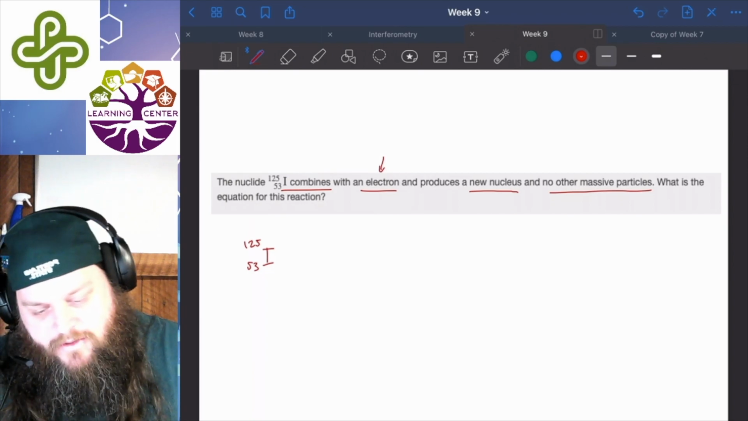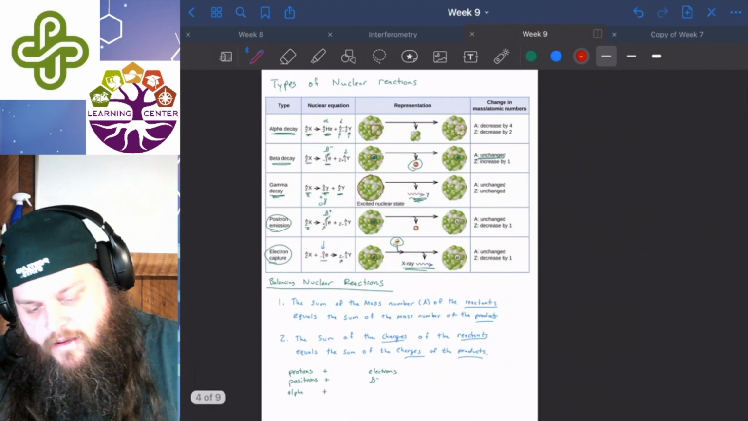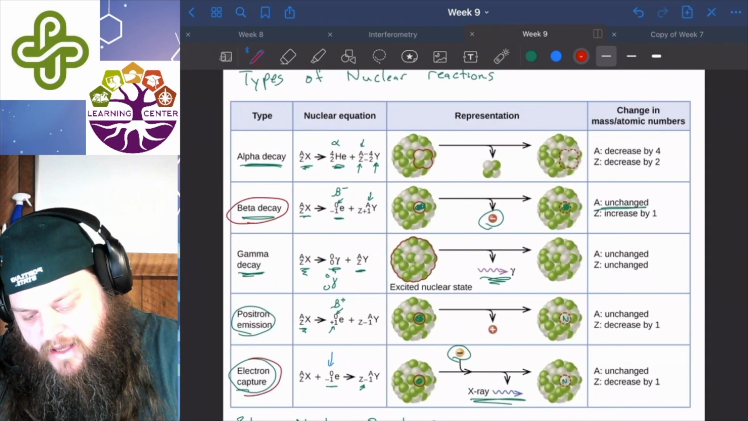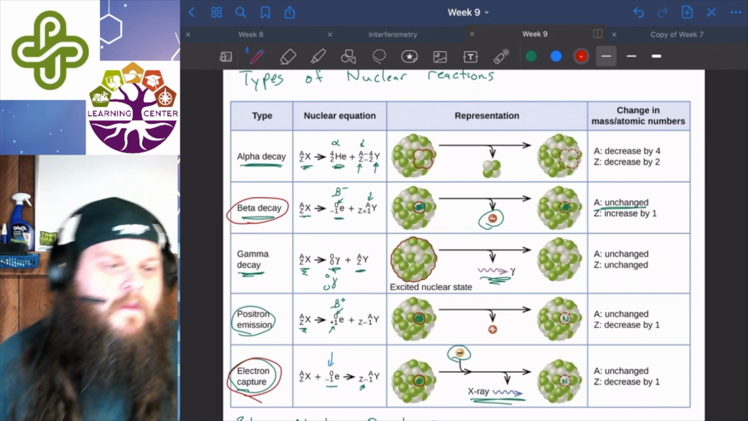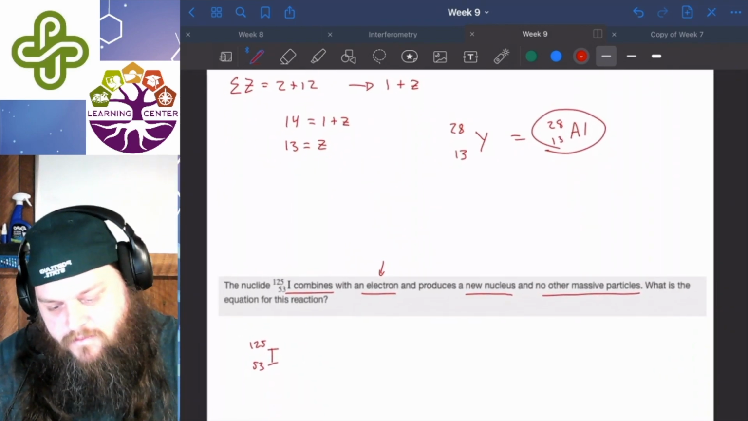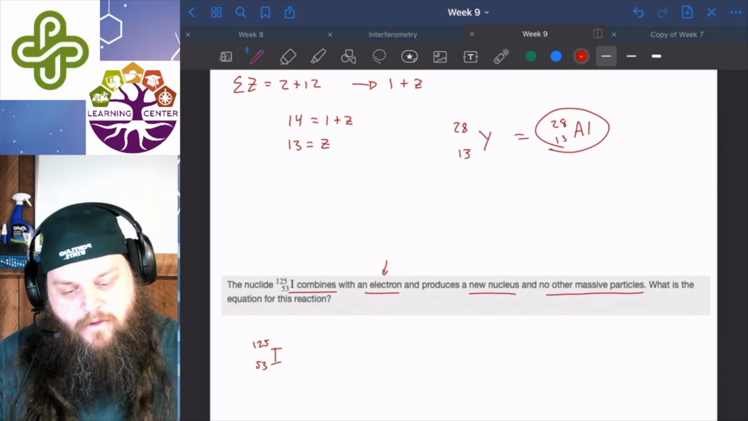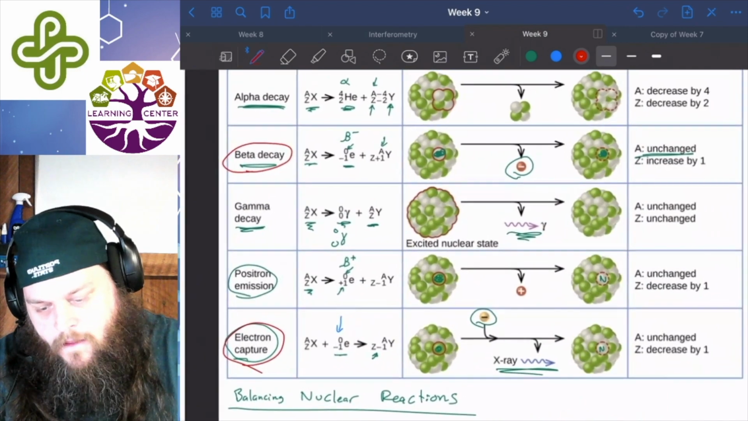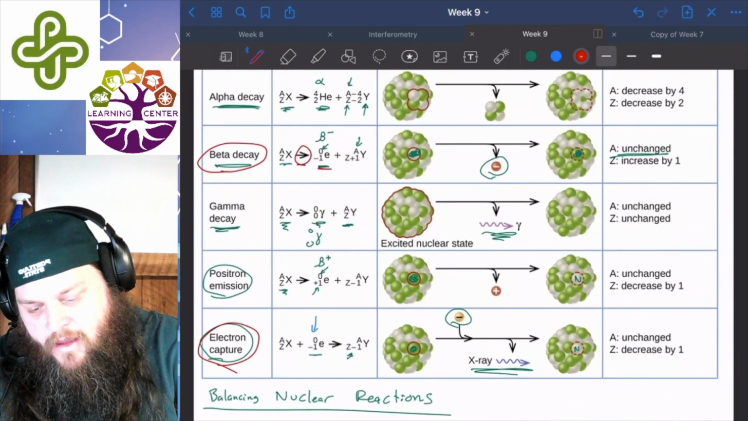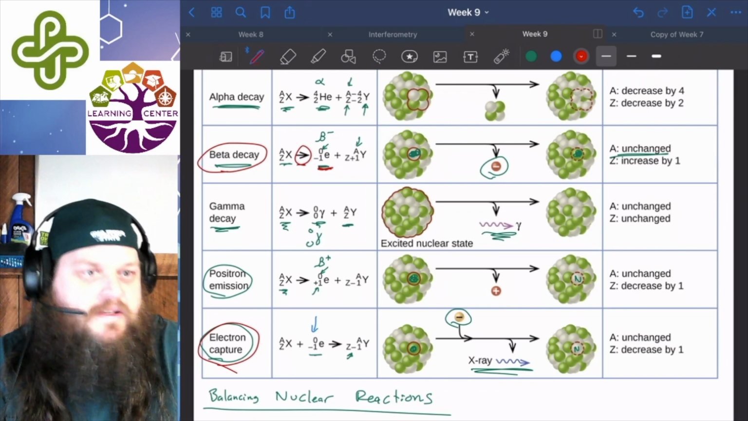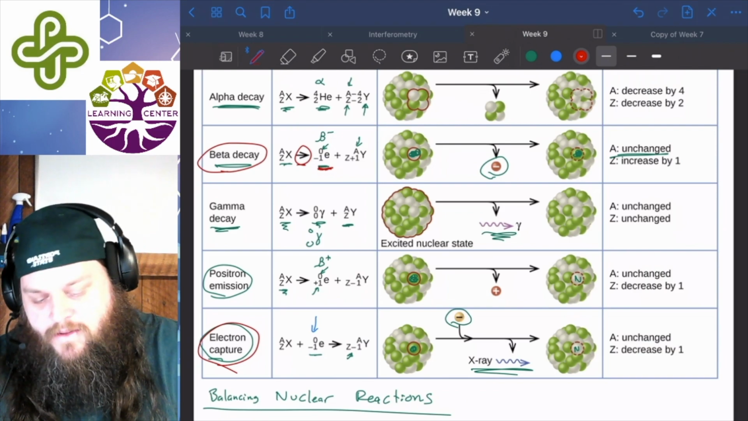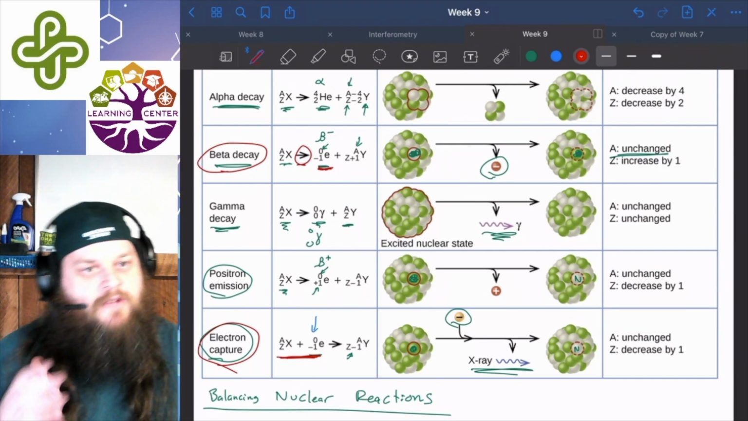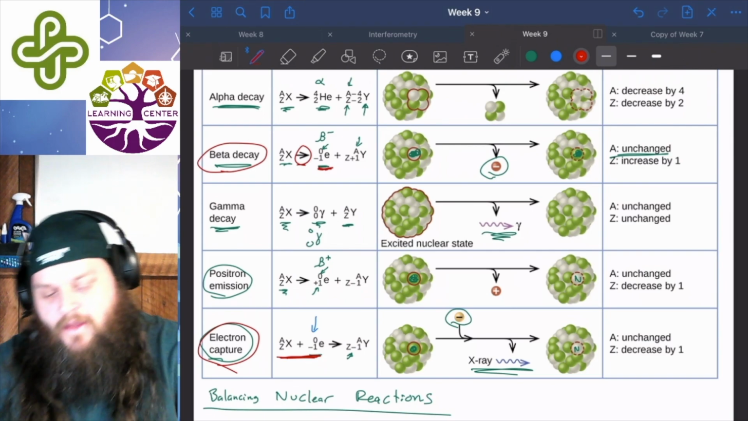And we know there's an electron involved. If we look back at our table of what we had here, we had two that dealt with an electron, the beta decay and the electron capture. And here it says it combines with an electron and produces a nucleus and no other massive particles. Well, if we look at the beta decay, one of the massive particles that's being produced is that electron. The fact that it says this is combining with an electron means that the electron is going to be on the reactant side. So this is going to be an electron capture.